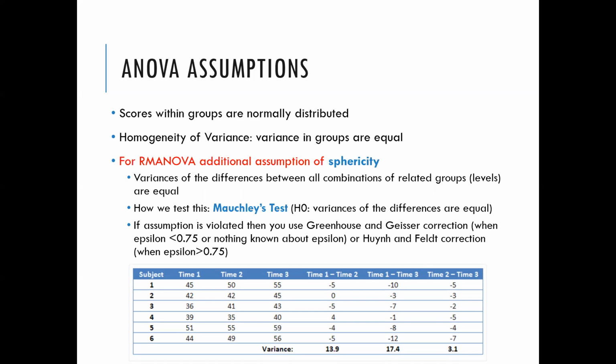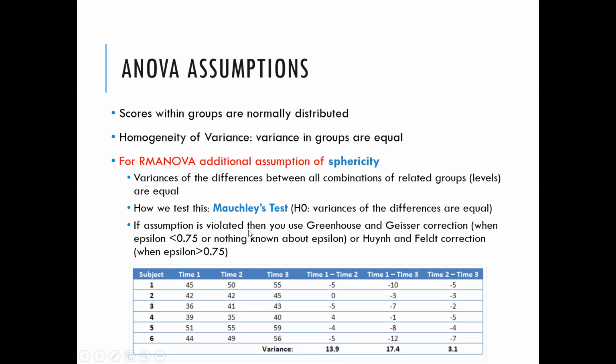So we have similar assumptions as with the regular ANOVA. We have scores within groups are normally distributed. We also assume that there is homogeneity of variance. For repeated measures ANOVA, we have this additional assumption of sphericity. So that just means that the variances of the differences between all combinations of related groups or levels are equal. And we can test this using Mauchly's test, where the null hypothesis is that the variances of the differences are equal.